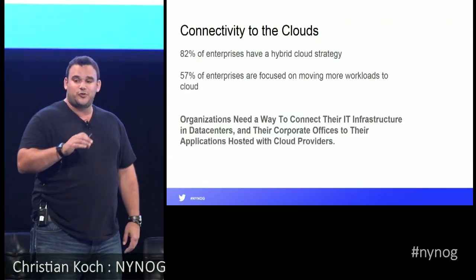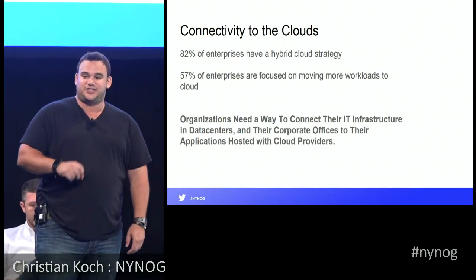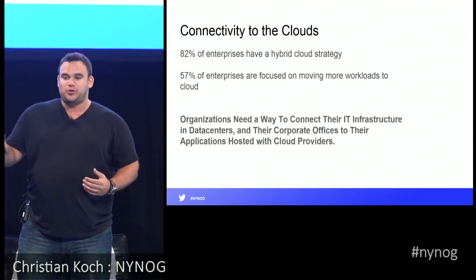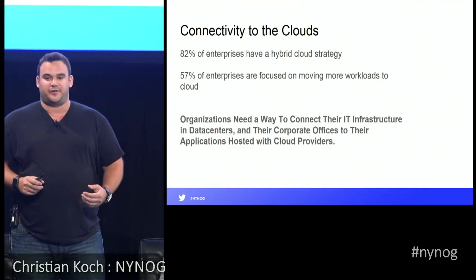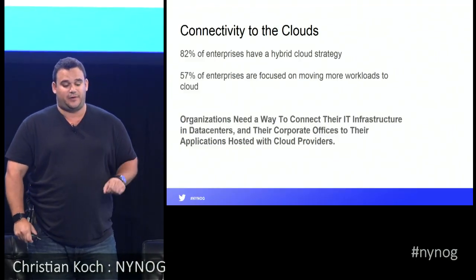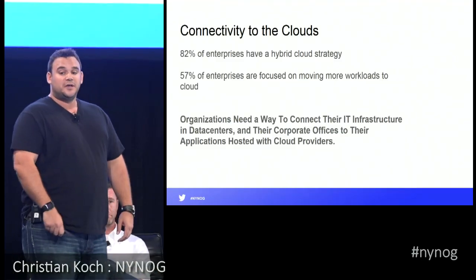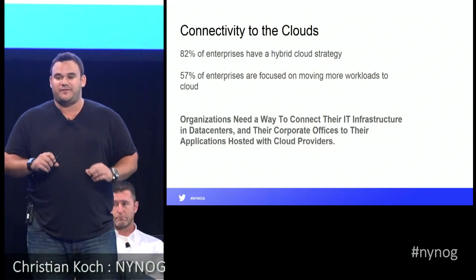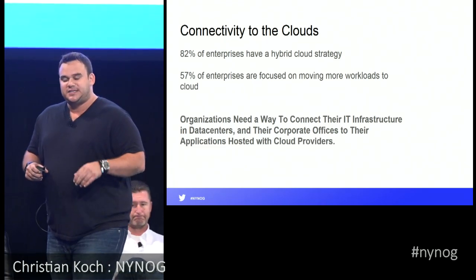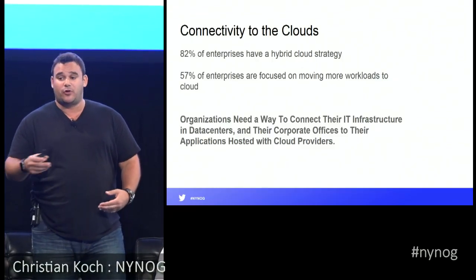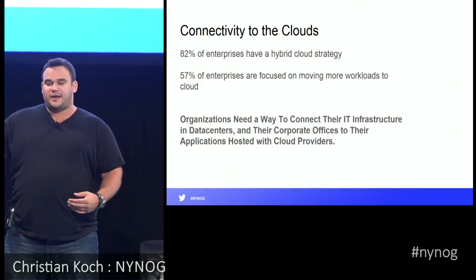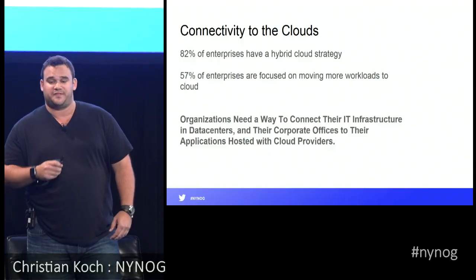Connectivity to the cloud. So 82% of enterprises have a hybrid cloud strategy today. That's a lot, and it's growing. What that means is enterprises are using multiple clouds, or they're using cloud and they're using their own data center. So there needs to be a way to really bridge those connections. 57% of enterprises are focused on moving more workloads to the cloud. So these two metrics right now really pave the way for connectivity to the clouds. You need a way to connect your IT infrastructure in either your own data center or even your corporate headquarters to that cloud. If you're running IT workloads, adding that connection from your office will help increase performance and add security to that.